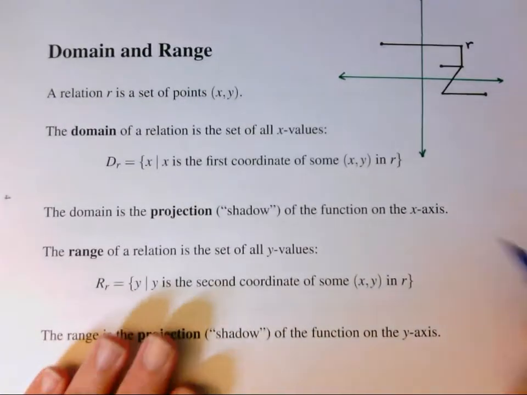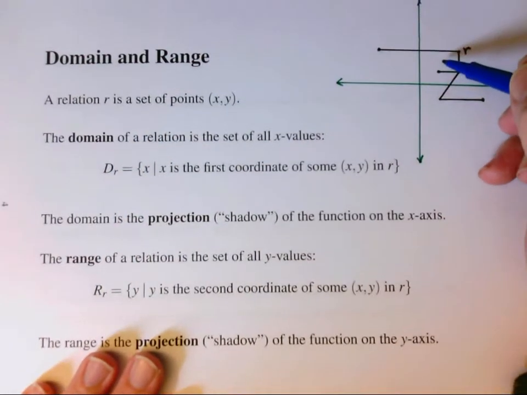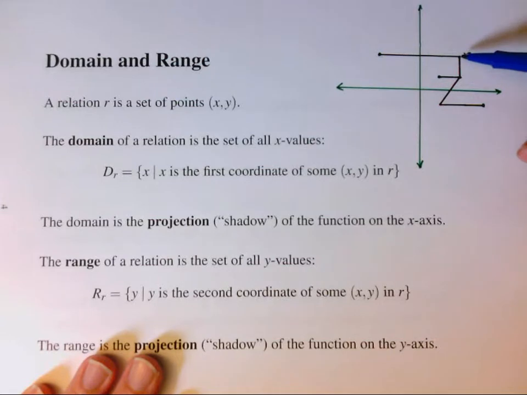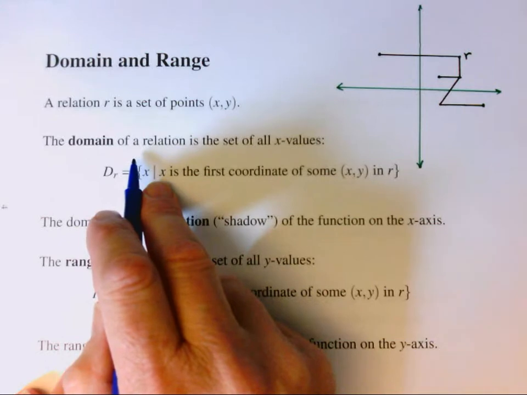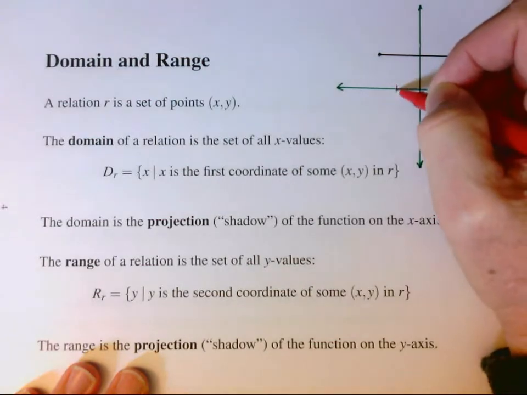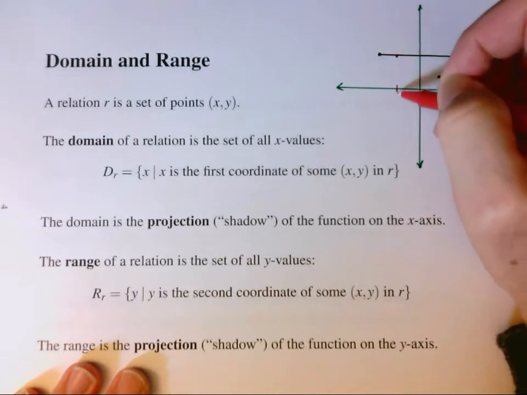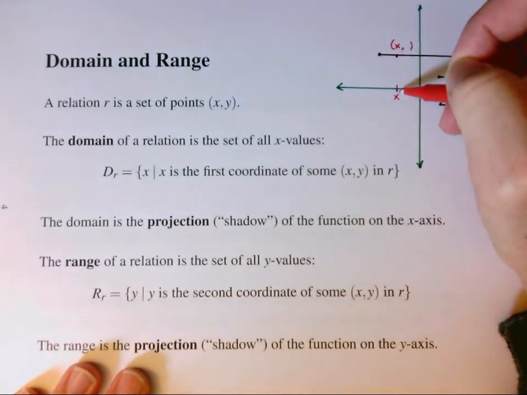Now, a relation is a set of points. So over here, just for an example, I drew a relation R as the union of a handful of line segments. The domain of a relation is the set of all x values. So that means that if you have an x on the x-axis and there is a point in the relation with that value of x as x-coordinate, then that x is in the domain.